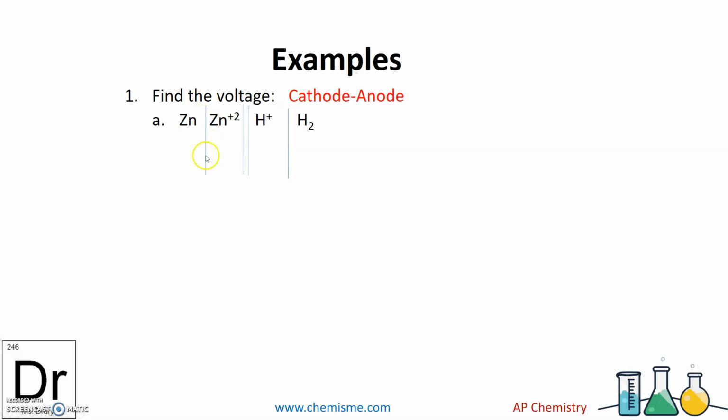Sometimes they show the cell in this weird notation where what it's saying is there's a zinc and there's a phase membrane to zinc ion. So this is a solid, this is the ion, and they're in the same container. And then there's a salt bridge, that's the double line. And there's a hydrogen solution, maybe acid, with hydrogen bubbles.